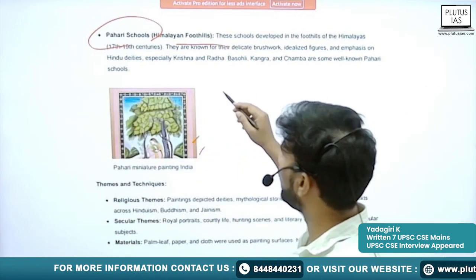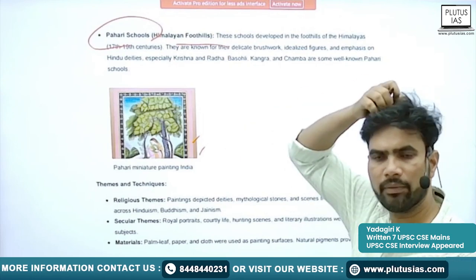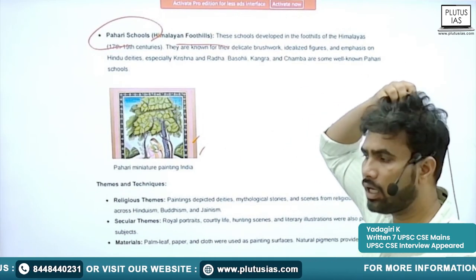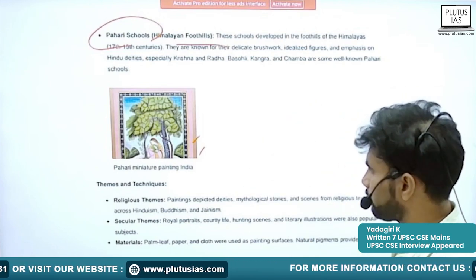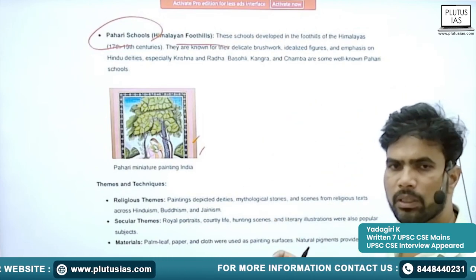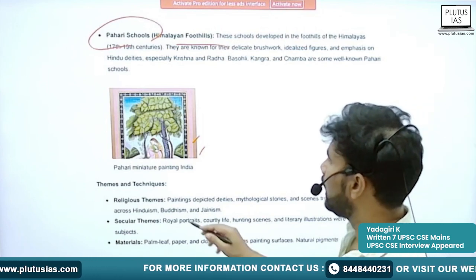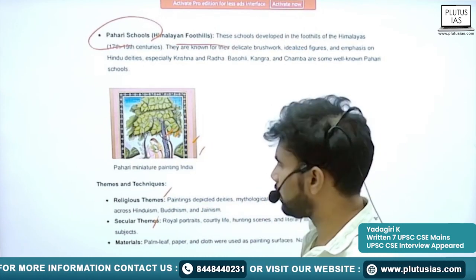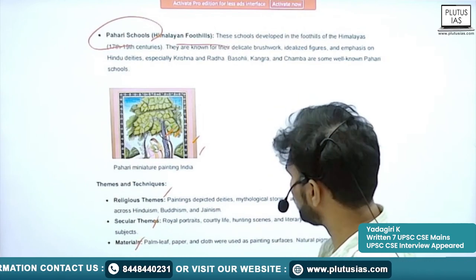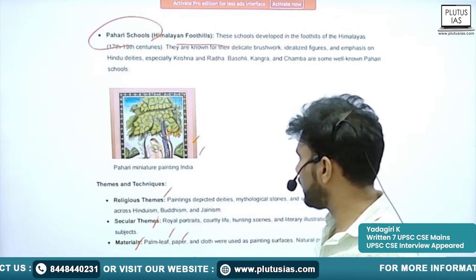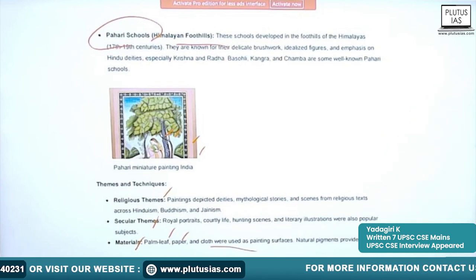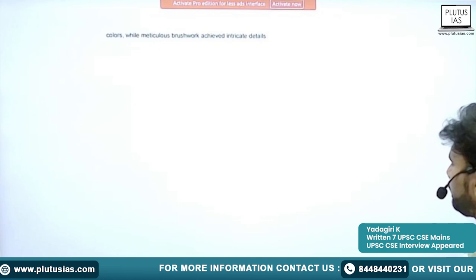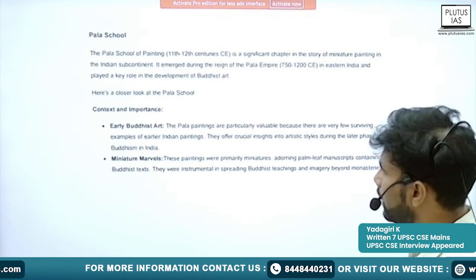So in Pahadi also, there are various sub schools, like the Kangra school, etc. We will also try to see them. Right. So broadly, if you see the miniature paintings, there are religious themes and secular themes. So this painting is secular only. Materials used are palm leaf, paper and cloth. These were used as painting surfaces.